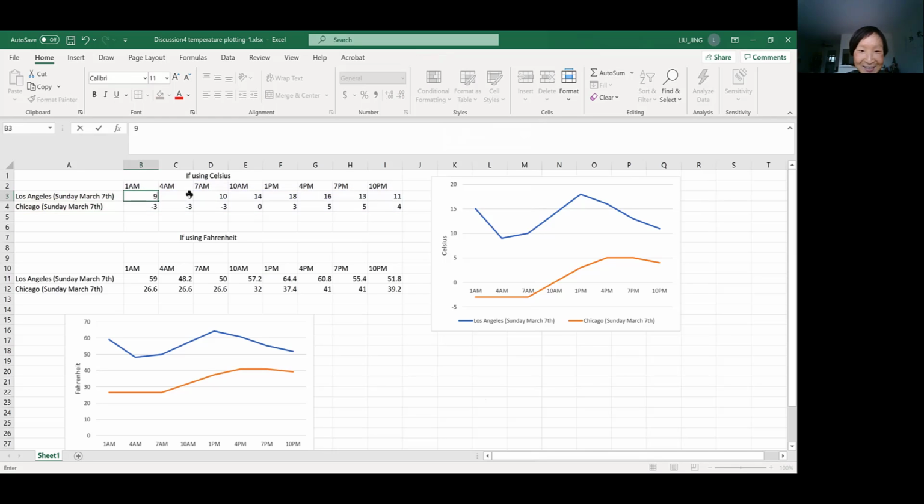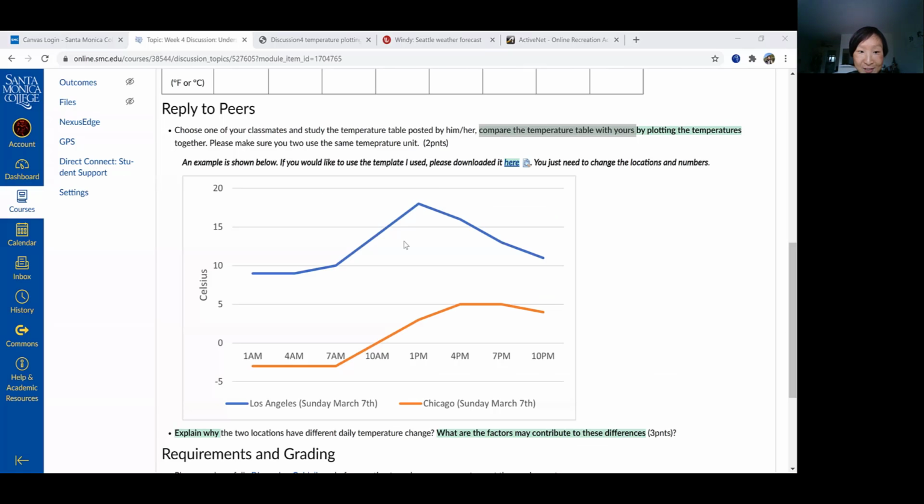Let me check that back. Never have the 15 Celsius in the morning. Right? So if you use Fahrenheit, it's right here. Save. But indicate which day you're recording. Indicating which day you're recording. So that is your second post.